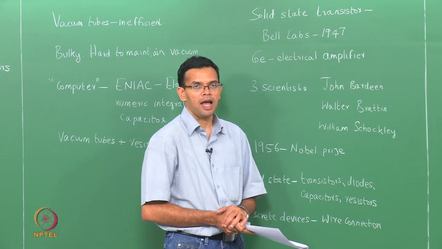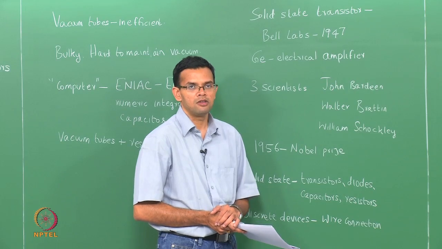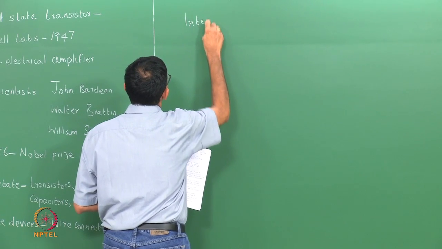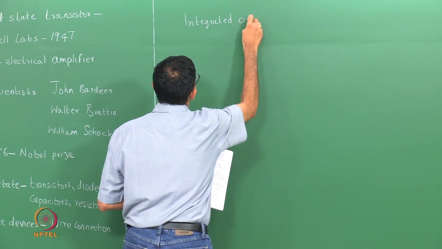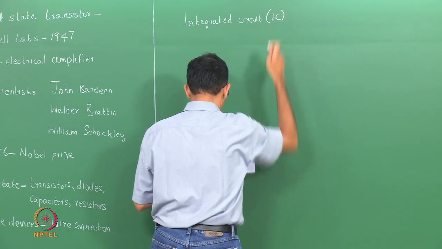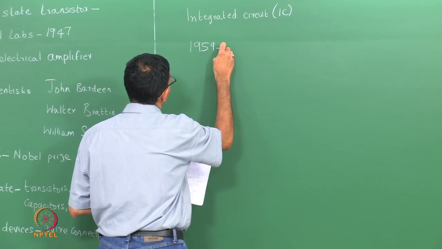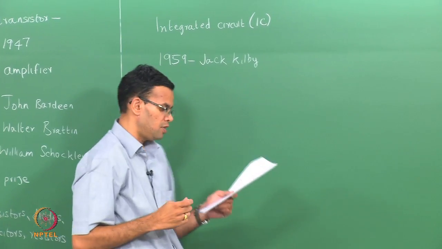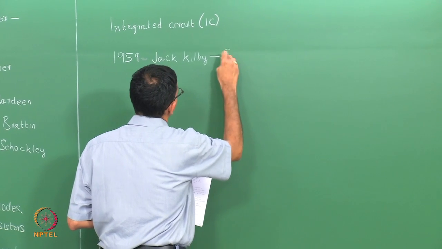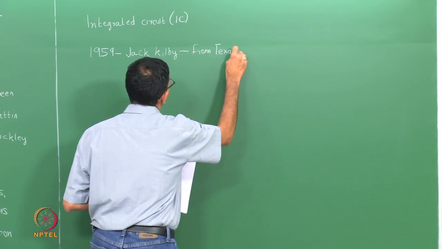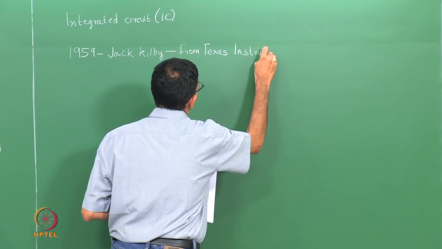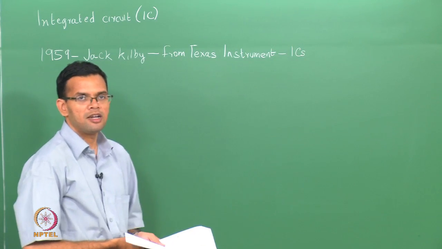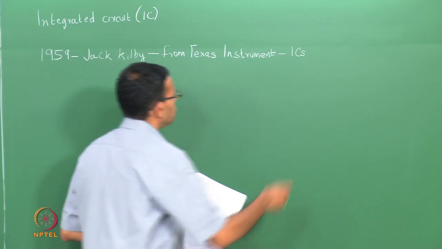So, the first integrated circuit happened when these different components were made on the same wafer. In the case of the integrated circuit, short form is just IC, in 1959, Jack Kilby from Texas Instruments built the first integrated circuit. He built the first integrated circuit, and again germanium was the material that was used.